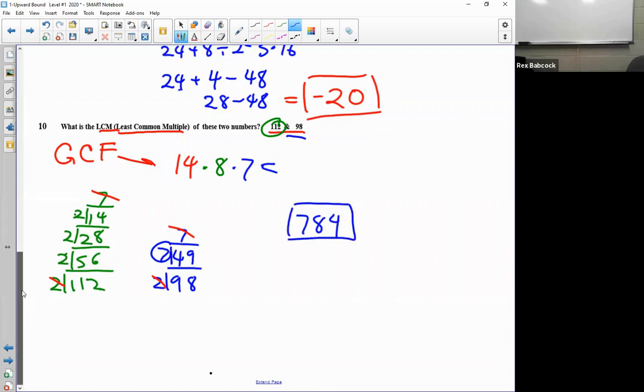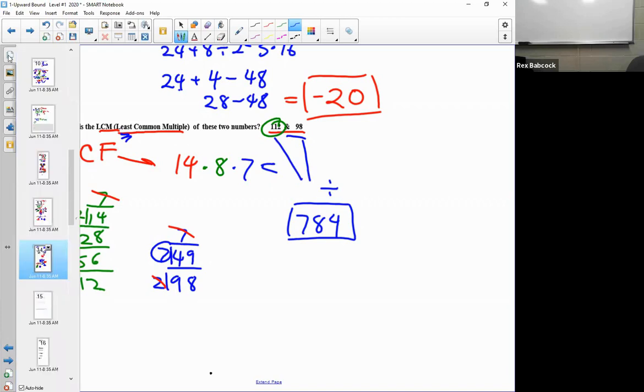Questions about that? Questions about that? Greatest common factor. It is the smallest number that these both will divide into evenly. Okay, and the last page.